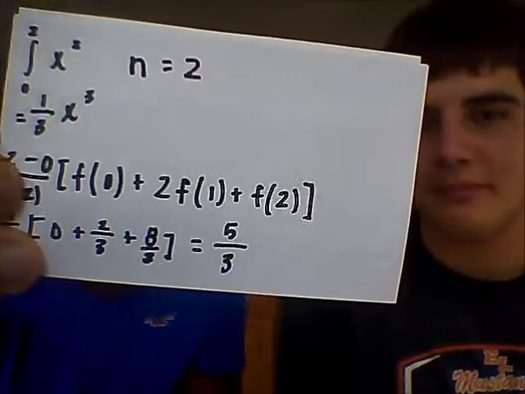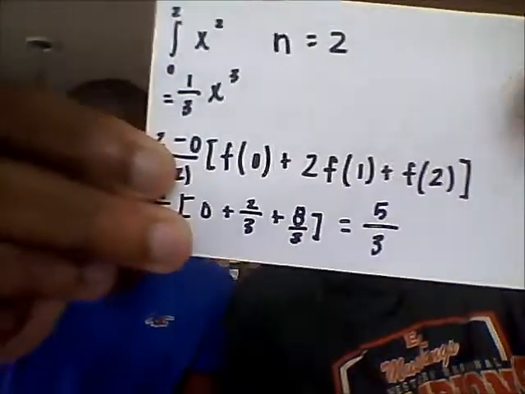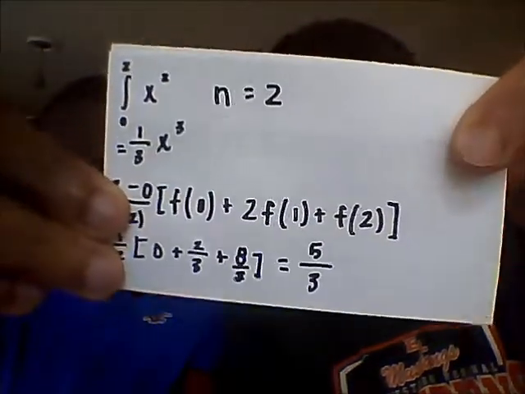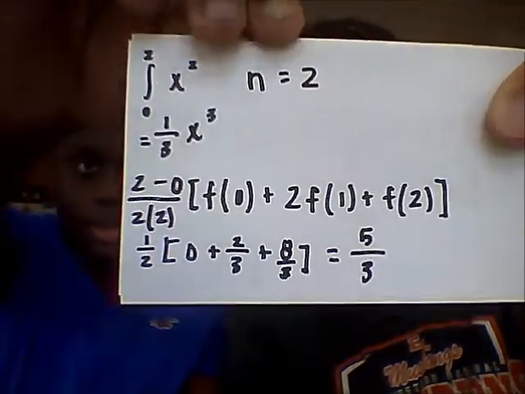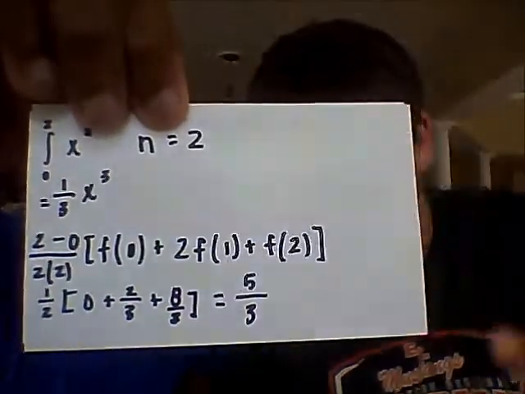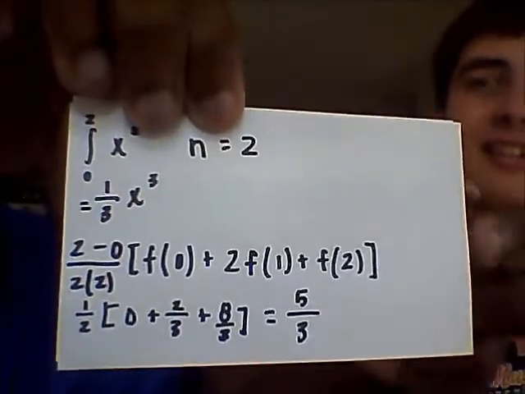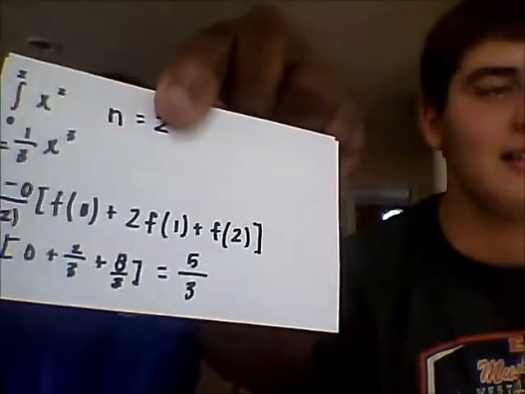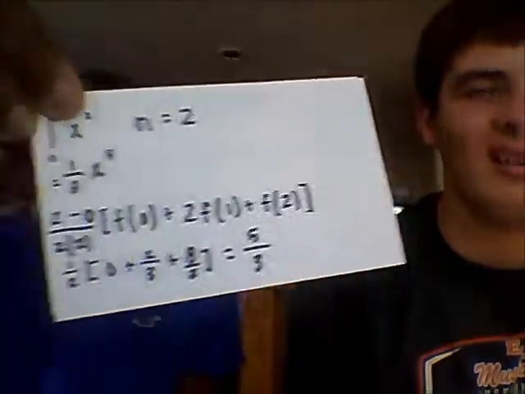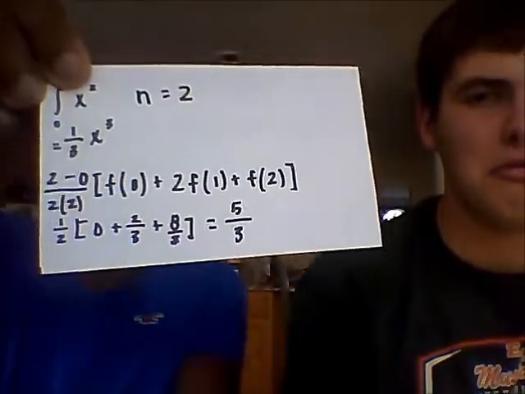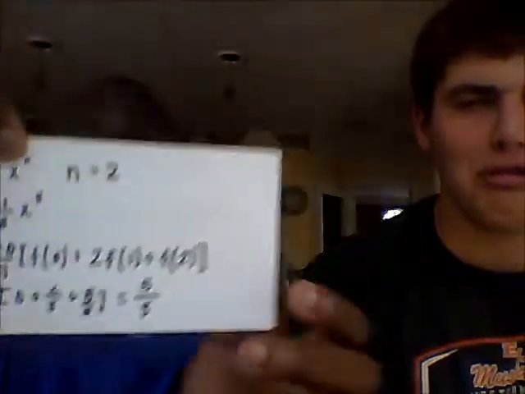The integral from 0 to 2 of x squared. Move your hand. You take the integral right there, then use the formula to get your answer, which is 5/3.